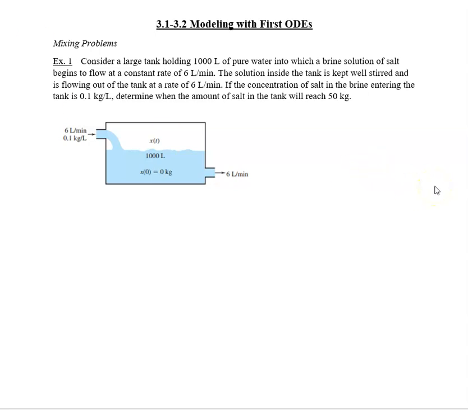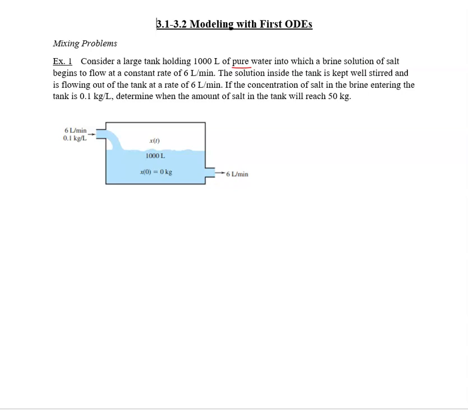So the first one says, consider a large tank holding 1,000 liters of pure water. So the water starts off pure and it holds 1,000 liters to begin with. So there's no salt or anything in the water to start with. A solution of salt begins to flow at a constant rate of 6 liters per minute. As we go through this, pay attention to units because the units are really important on a question like this.